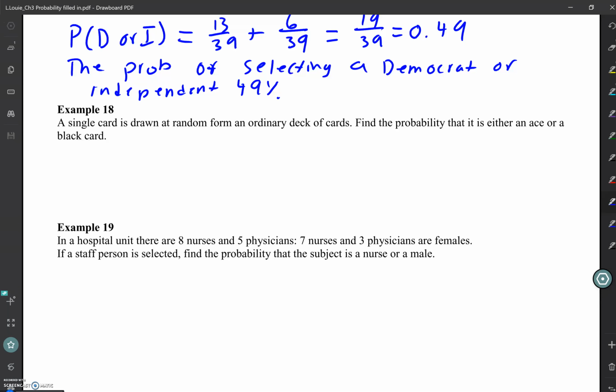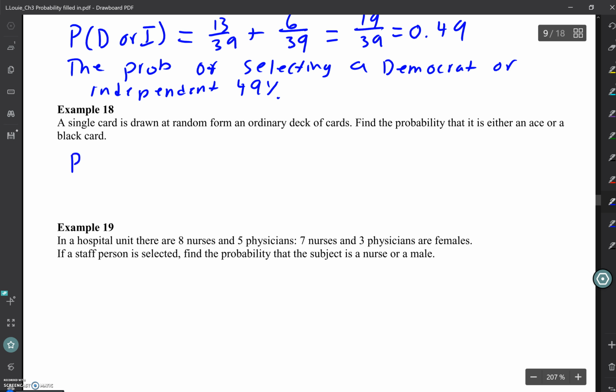A single card is drawn at random from an ordinary deck of cards. Find the probability that it is either an ace or a black card. All right, so we might have to go back to our deck of cards. We're looking for an ace or a black card.